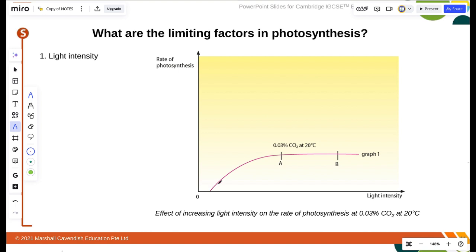So as the light intensity increases, the rate of photosynthesis also increases. This is how you explain it in the exam. As the light intensity increases, the rate of photosynthesis as well increases, till you get to a certain level, what we call the optimum level. Beyond this, it no longer helps the rate of photosynthesis.